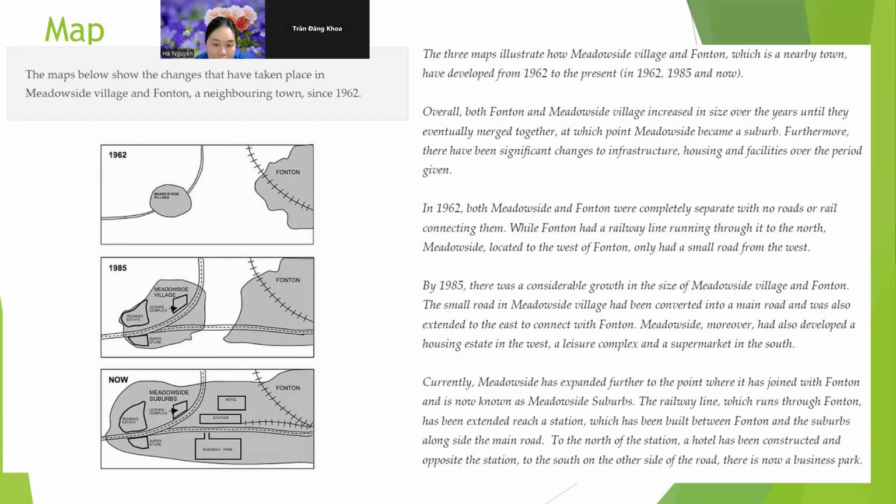Okay, so for the map, another thing you must pay attention to is to use prepositional phrases to describe location and describe time. Second thing, you need to use verbs that describe changes. Okay, I will show you later on, but just have a look at the writing and then we'll discuss.